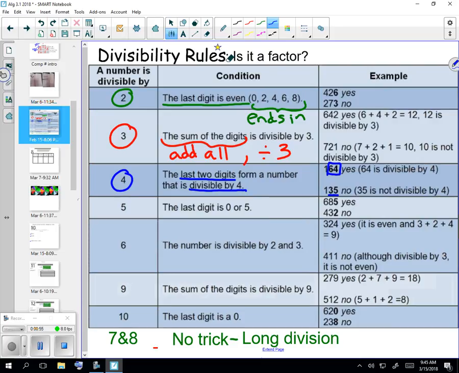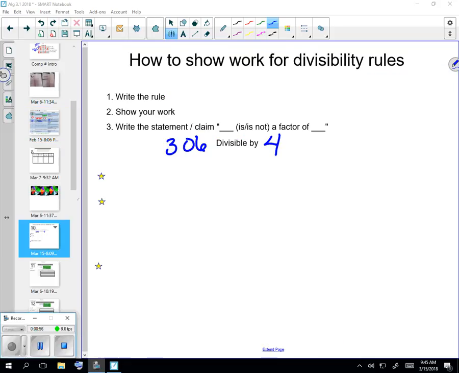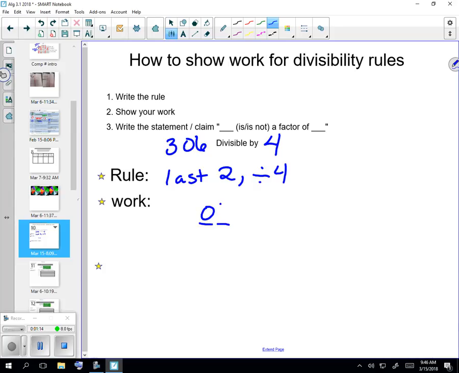Let's look at some examples. When showing your work for the divisibility rules, first we write our rule. Finding out if 306 is divisible by 4, we must take the last 2 digits and divide by 4. So let's show our work. The last 2 digits are 0, 6. Let's divide by 4. 4 goes into 0 0 times.